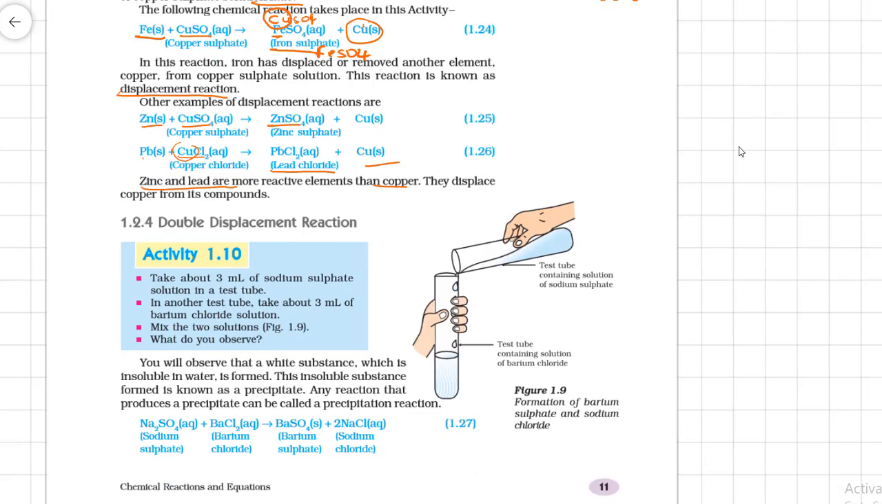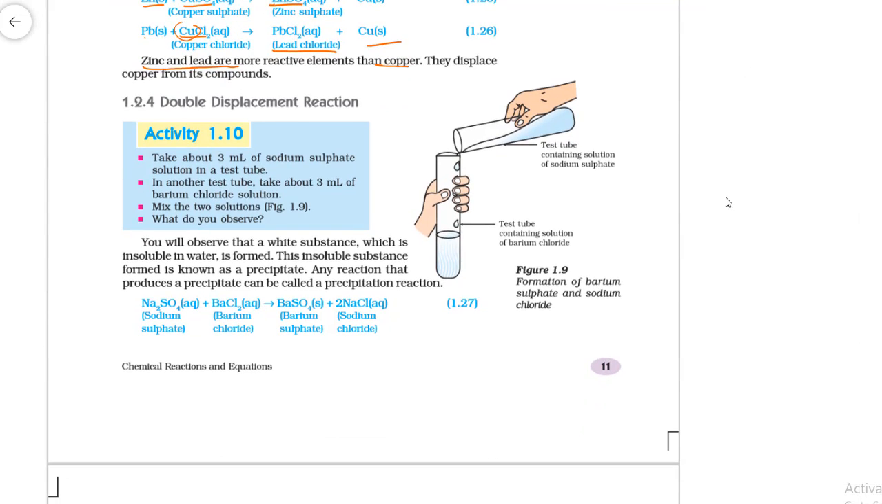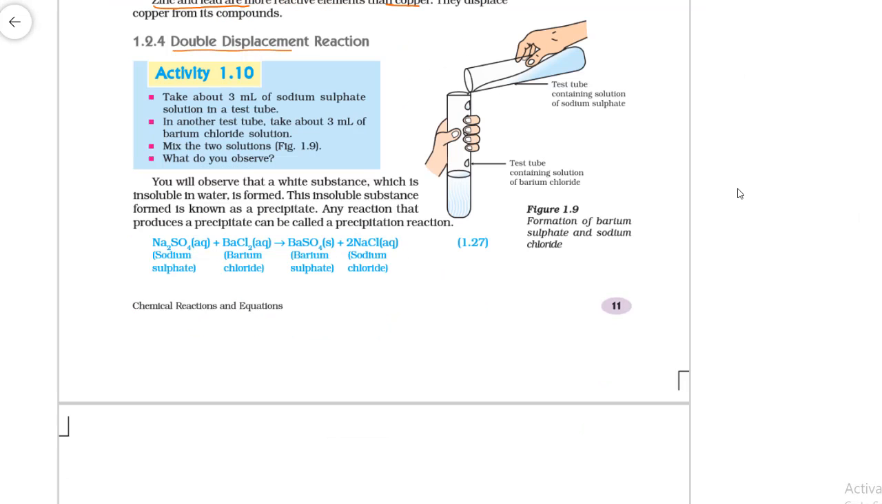Coming to next, we are having double displacement reaction. To understand this, we are having one more activity. What you have to do, you have to take a test tube, and in this test tube we have to add 3 ml of sodium sulfate, and in another test tube you have to take 3 ml of barium chloride. So we are going to take 3 ml of sodium sulfate and barium chloride in the test tube. You are going to mix it.